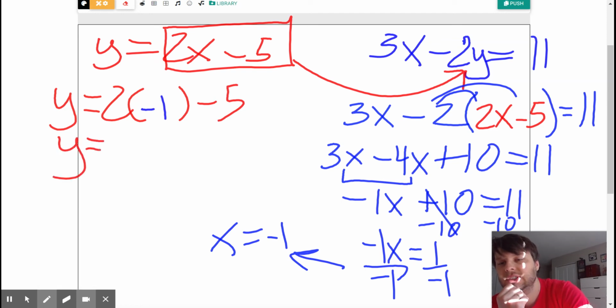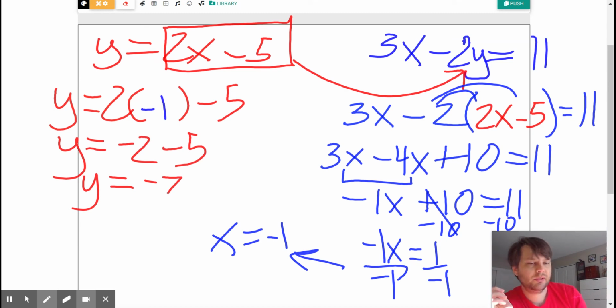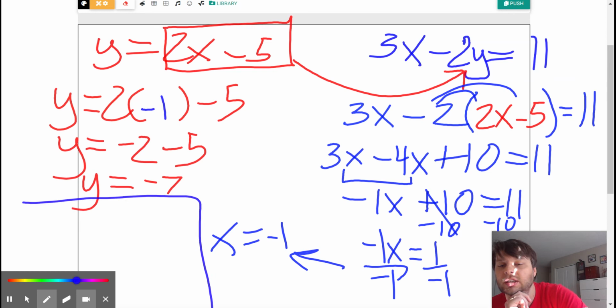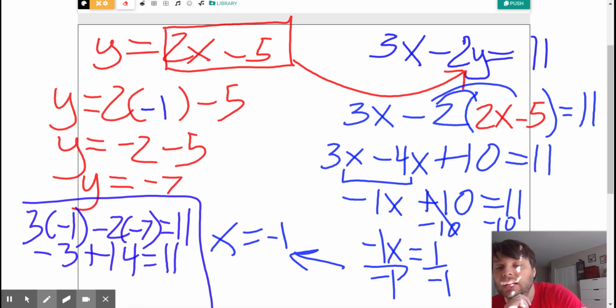Solution means both sides of both equations. 2 times negative 1 gives me negative 2. Negative 2 minus 5 gives me negative 7. So I feel pretty good at this point that the solution is negative 1 and negative 7. Let's try double checking that that works for our blue equation. So when I'm double checking, I'm going to do that down here, double check. 3 times the x minus 2 times the y equals 11. That's negative 3, double negative 14, and that checks out.